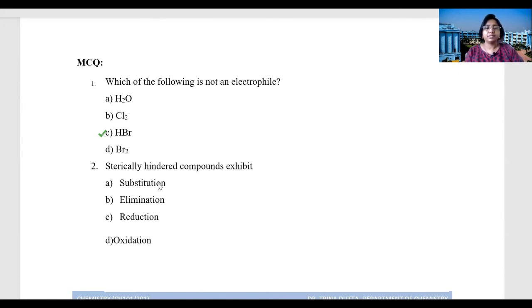Okay. Next: sterically hindered compounds exhibit substitution, elimination, reduction, or oxidation. So first, you have learned that the elimination reaction is for sterically hindered compounds. Why? Because if it is like a tertiary carbon, it is a bulky group, so it will eliminate. That is why sterically hindered compounds exhibit elimination reaction.